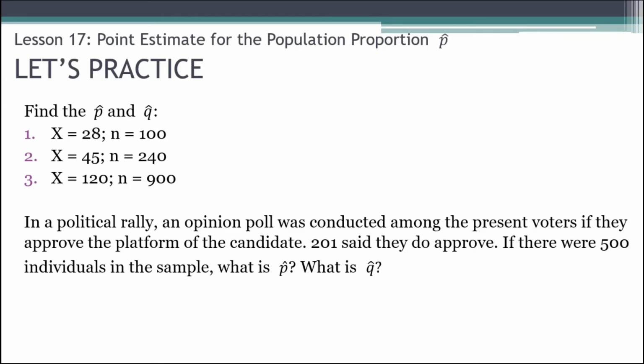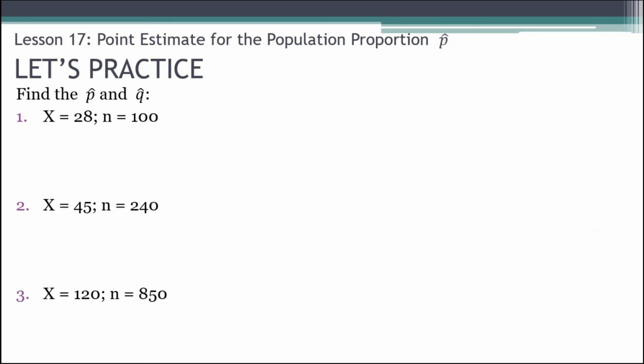Okay, so check natin kung tama yung mga sagot ninyo. For number 1, paano natin hanapin yung p hat? Of course, yan yung formula natin. So again, ano yung x natin? Very good, given na yan. 28 over 100. So equal to sa 0.28.